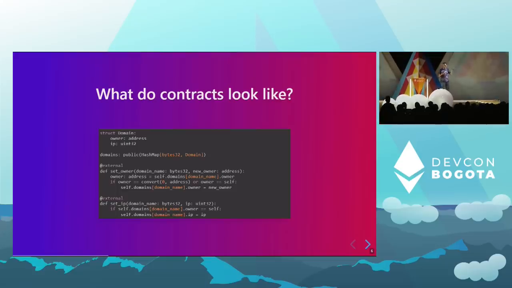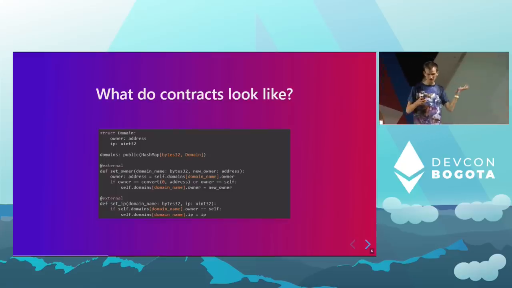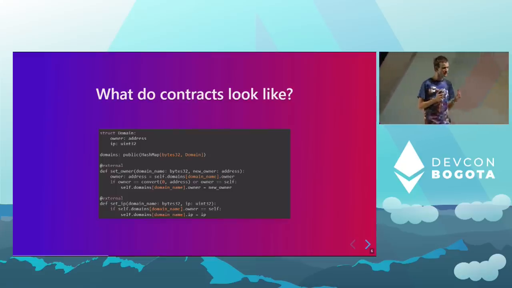If that's you, or if you like some of Viper's other features that take a very from-scratch approach to being more restrictive and more secure in various ways, you can check it out. But this is a simple contract for a domain name registry, basically the same sort of thing that ENS is trying to do.